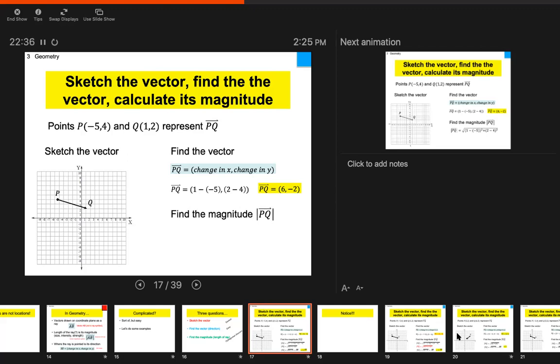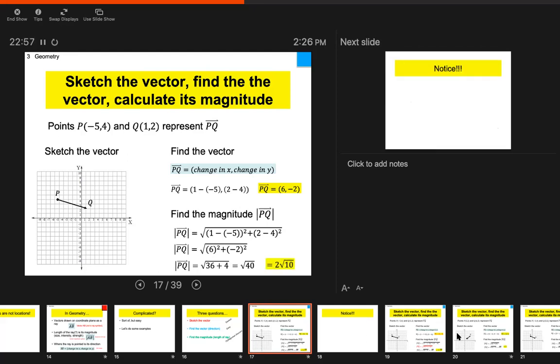So the square root of 1 minus 5, squared, 6 squared, so it's 36, plus 2 minus 4, which is negative 2 squared, is 4. So we got 36 plus 4, which is 40. Square root of 40. And that would be 2 root 10. That's why I was thinking earlier, root 10. All right, so 2 root 10.